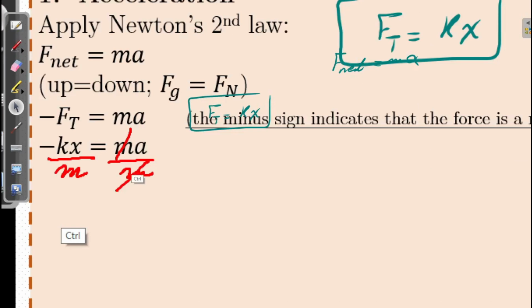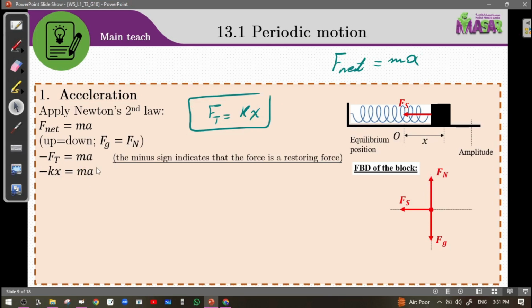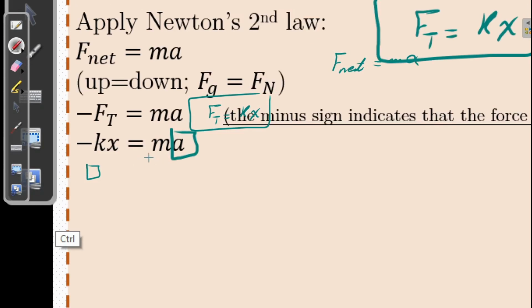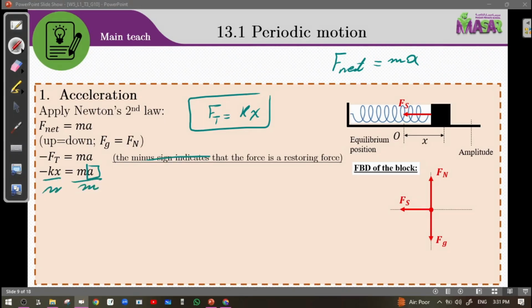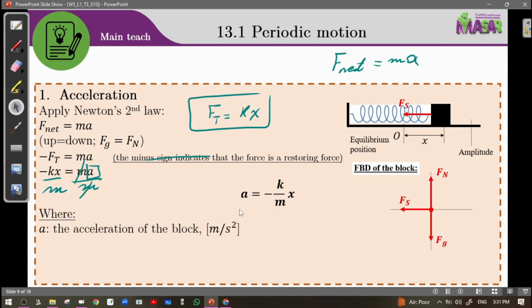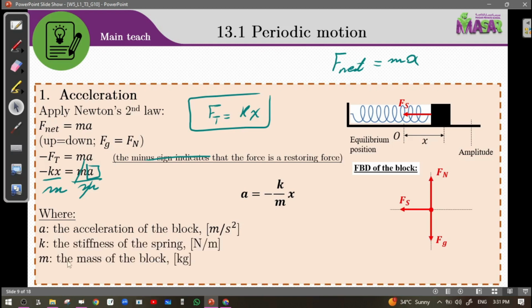Now, since we are looking for the acceleration, it's better to isolate the acceleration. This is why I am going to divide both sides over m. As a result, m with m cancels out, and we will get this equation. Now a here represents the acceleration in meter per second squared. The k is just the stiffness of the spring in Newton per meter. The mass is the mass of the block in kilogram, and finally the position x represents the displacement from the equilibrium, and it is given in meter.